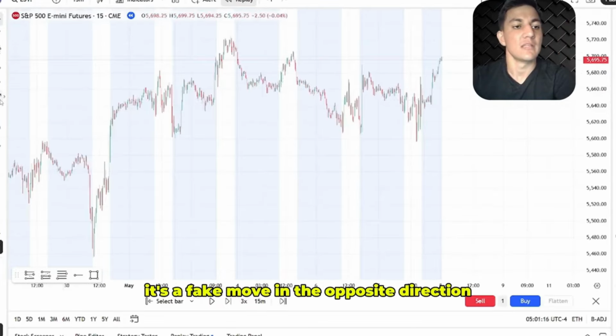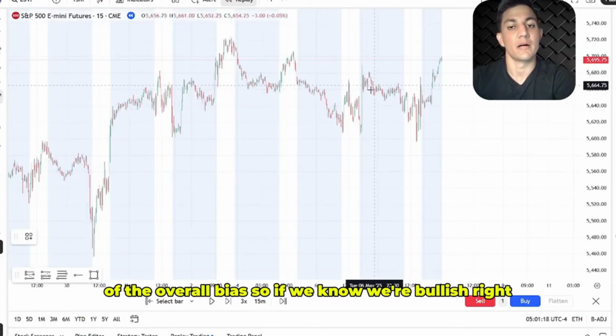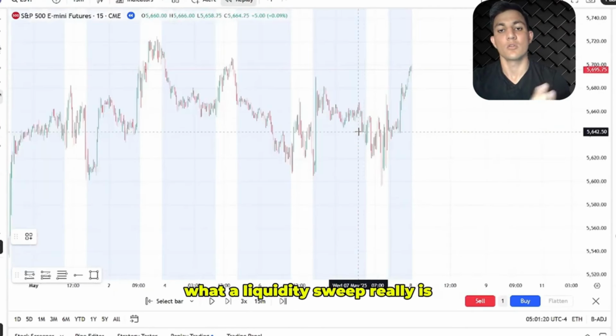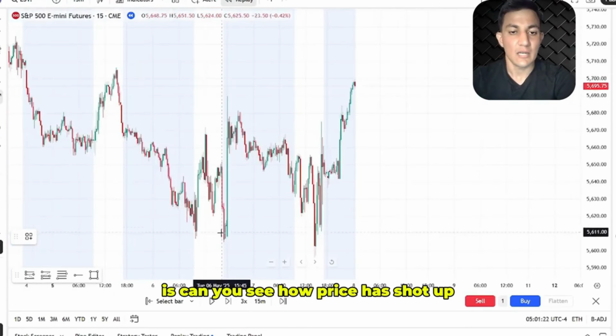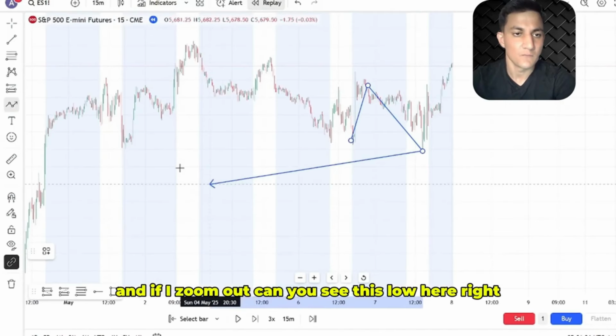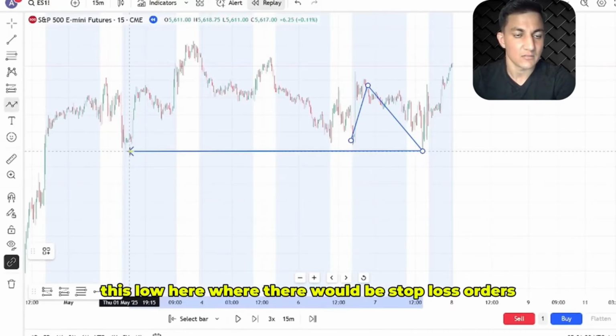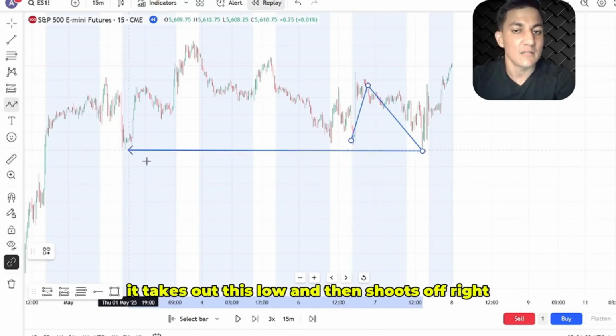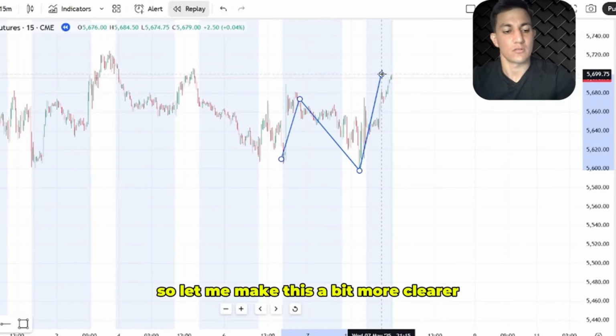It's a fake move in the opposite direction of the overall bias. So if we know we're bullish, right, what a liquidity sweep really is, can you see how price has shot up, it comes down, it just takes out this low, and if I zoom out, can you see this low here, right? This low here, where there would be stop loss orders. Price comes down, it takes out this low, and then shoots off, right? So let me make this a bit clearer.